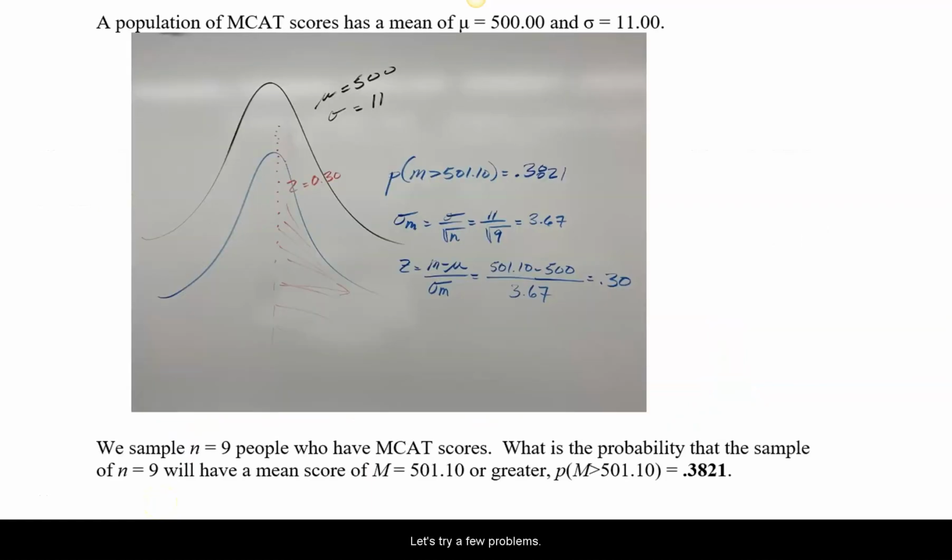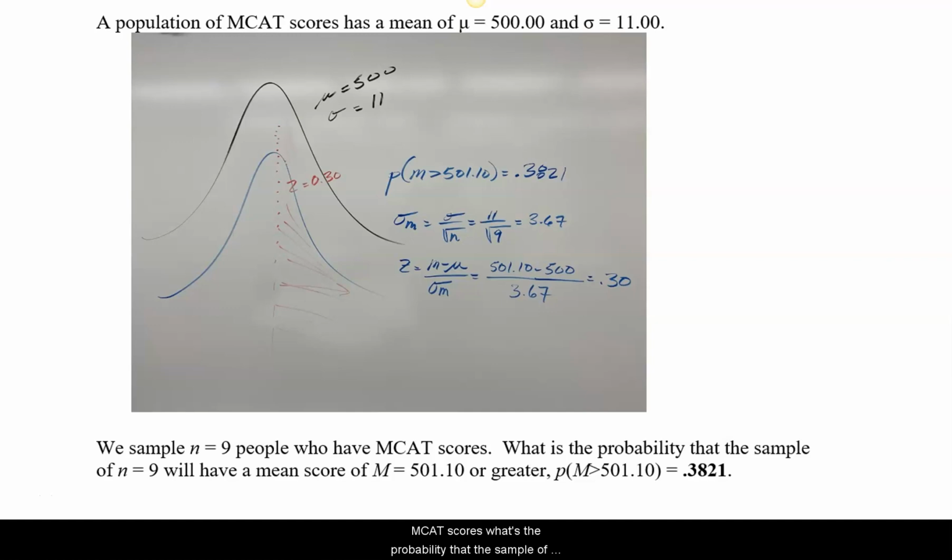Let's try a few problems. Look up here for the premise, if you would, at the top of the screen. A population of MCAT scores, MCAT being the medical school entrance test, has a mean of 500 and a standard deviation of 100. Let's just take that for granted. We sample 9 people who have MCAT scores.